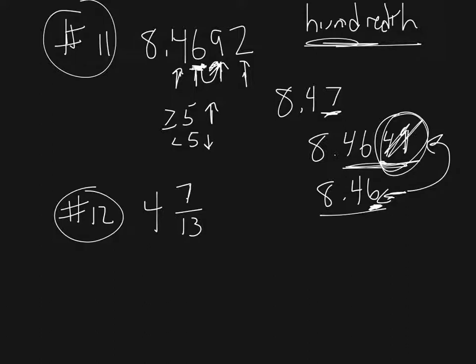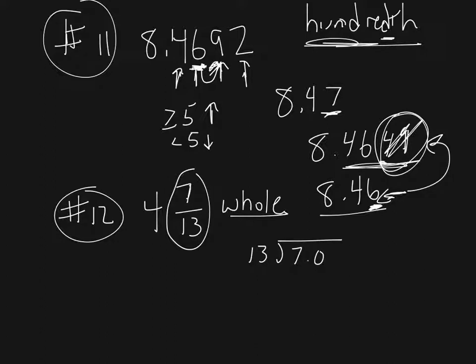Number 12 here is always going to be rounding to the nearest whole number. Please note I did correct the spelling of hundredth while I was not recording the voice there. The hard way would be to convert this fraction to a decimal by doing 13 goes into 7. Well, it goes into 7 0 times. 13 would go into 70 5 times. 5 times 13 is 65, which gives me a remainder of 5 there.